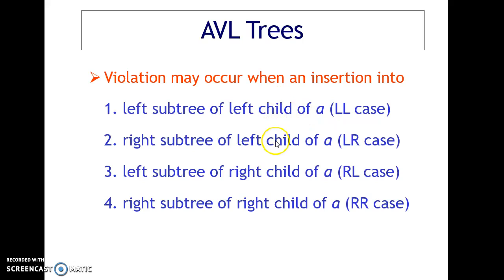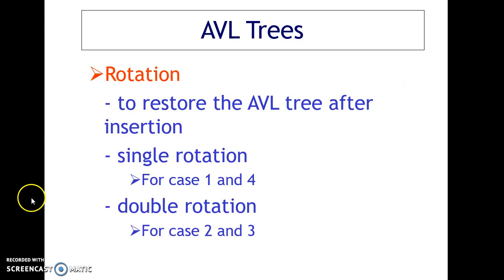So if you are getting any of these cases, we have to perform rotation to avoid the violation present in that AVL tree, either single rotation or double rotation. For cases 1 and 4, we have to perform single rotation. For cases 2 and 3, we have to perform double rotation. That is, for the LL and RR cases, we have to perform single rotation. For the LR and RL cases, we have to perform double rotation.